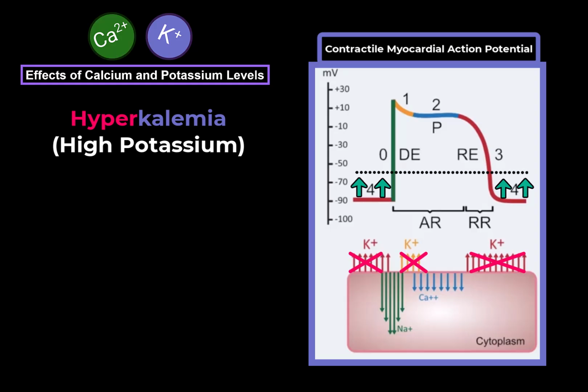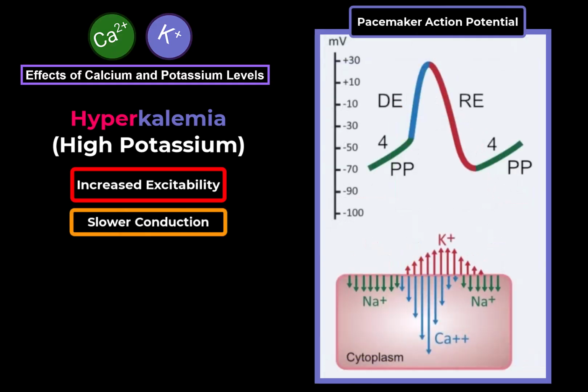And this is bad, really bad. If the contractile myocardium are close to depolarization, they're more excitable and more prone to arrhythmias. High potassium values also slow the conduction and can lead to bradycardia and conduction block.